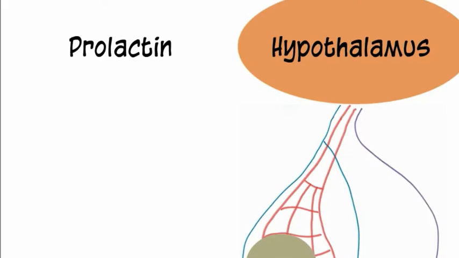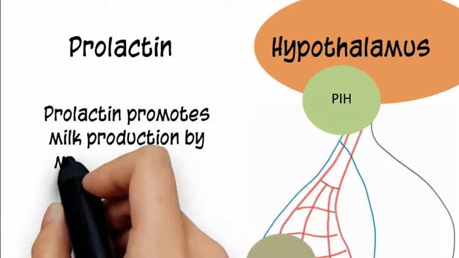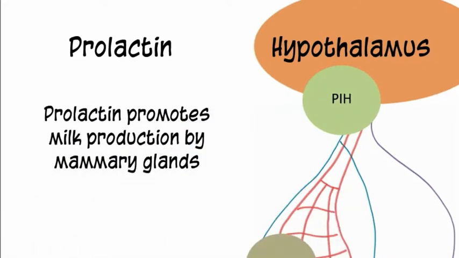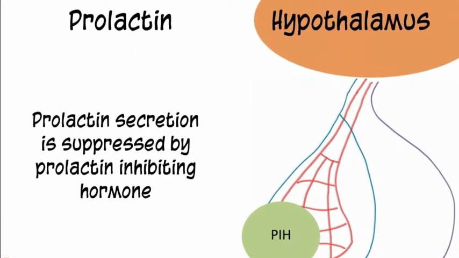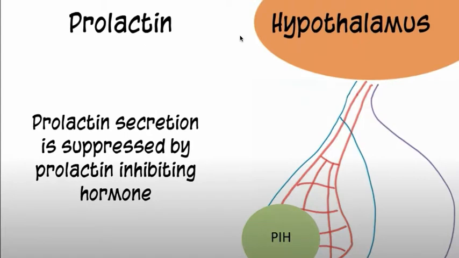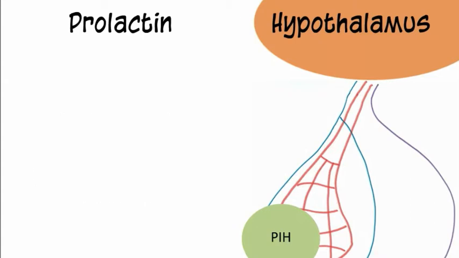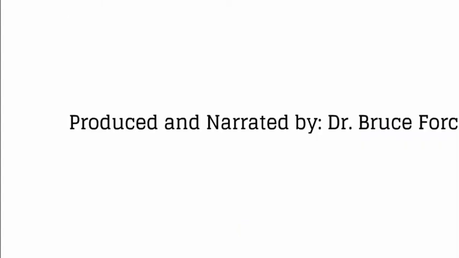Prolactin is another hormone released by the anterior pituitary, but is not affected by GnRH secretion. Prolactin promotes milk production by the mammary glands. Prolactin secretion is partially controlled by one hypothalamic releasing hormone called prolactin inhibiting hormone, or PIH. PIH works to inhibit the secretion of prolactin by the anterior pituitary. We hope you have learned something about FSH.